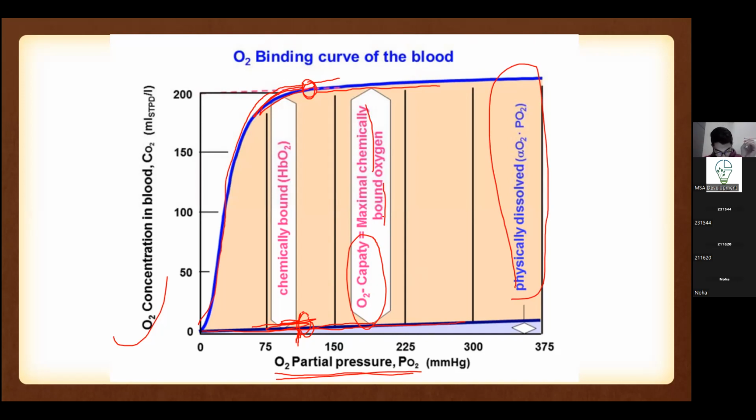Something before we move on: as you can see here, as much as you keep increasing partial pressure of O2, the physically dissolved is going to keep increasing, which you just said before. But the chemically bound has a limit at about partial pressure of 100, where saturation is going to be reached and all the binding sites for oxygen are going to be full.